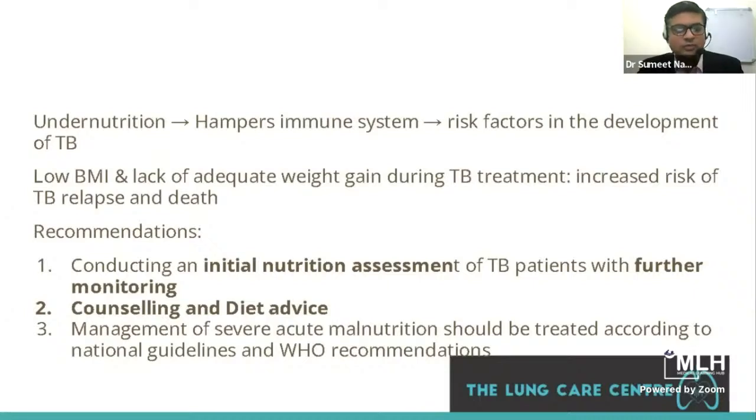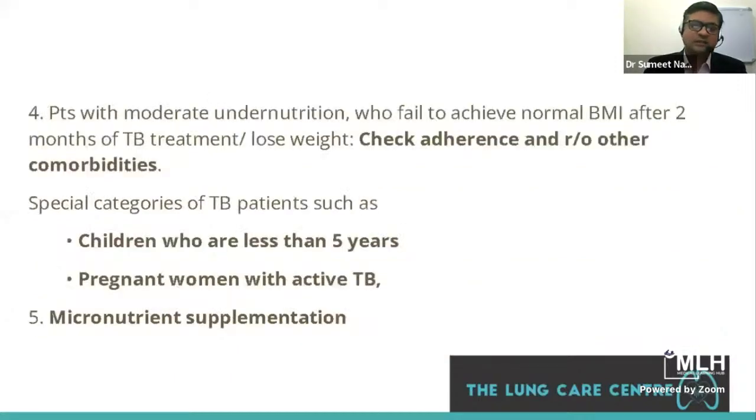Overall counseling of TB patients should include good diet advice, and if any patient has severe acute malnutrition, it has to be managed according to local and WHO guidelines. Patients with moderate undernutrition who fail to regain their normal BMI at the end of 2 months of treatment, in these patients we need to check for adherence and rule out comorbidities, not to forget that there could be drug resistant cases as well.